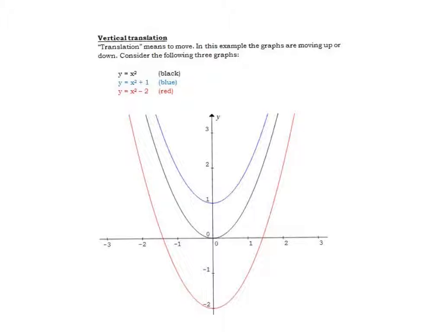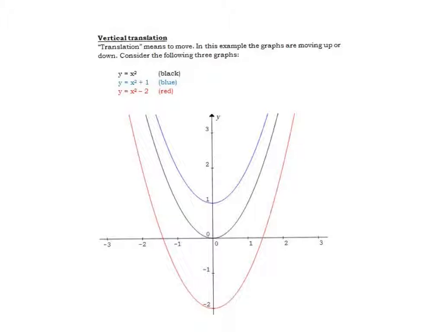Alright, next we're looking at translation. Translation means to move, and here we're moving up and down. So again, we've got our basic graph that we're always comparing to, y equals x squared. And the first one we're going to look at is y equals x squared plus 1, which is the blue graph. So have a look at the equation. The only difference is we've got a plus 1 on the end. And what has happened to our graph is it's kept the same shape, but it's just been moved up 1 unit.